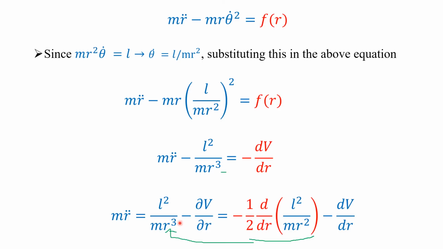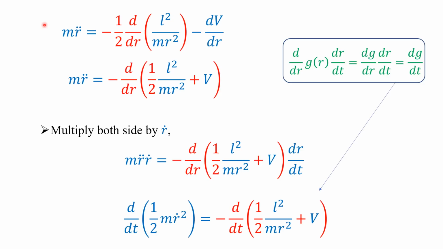There is no difference between this term and here this first term. That is this entire term. I will use a different color for this term. There is no difference at all. So the second term we are keeping as it is, minus dv over dr.